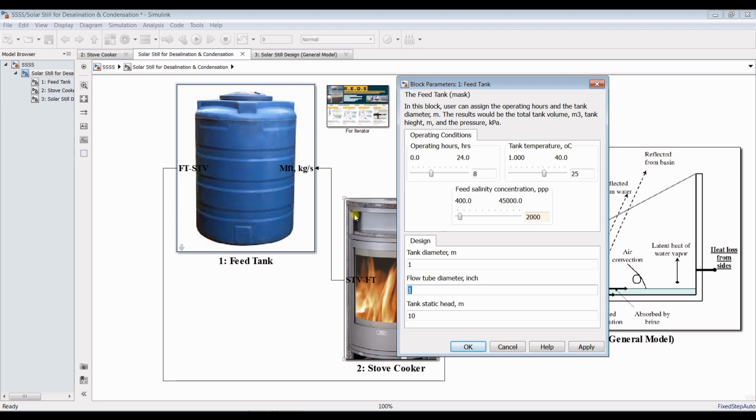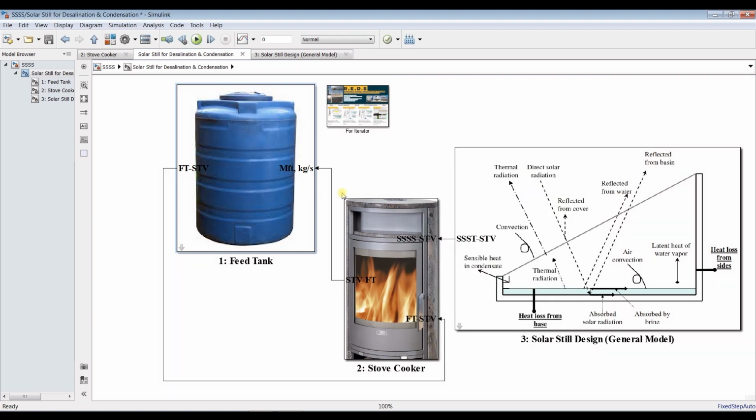Flow. What is your feed pipe diameter in inch? 1 inch, 1.5 inch, it's up to you. Suppose it's 1 inch. And tank head, suppose it's 3 meters. Let's hit apply. We can ignore minor losses and major losses because it's a simple technique.